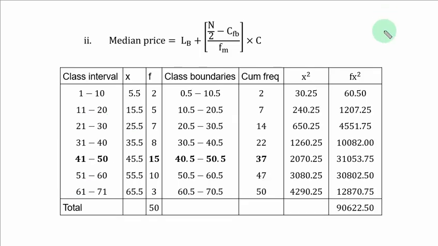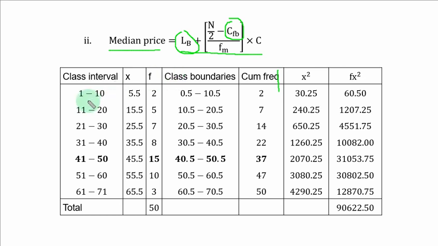Roman figure 2 of part B is calculation of the median price, and we have this formula to do that. LB is the lower class boundary of the median class. For that reason, in the previous table, we need to add the column for class boundary. F is the cumulative frequency before the median class. With this, we need to add a cumulative frequency column. Let's start with the class boundary.